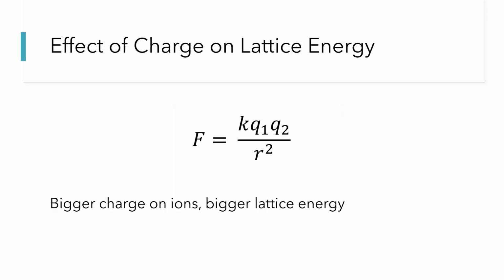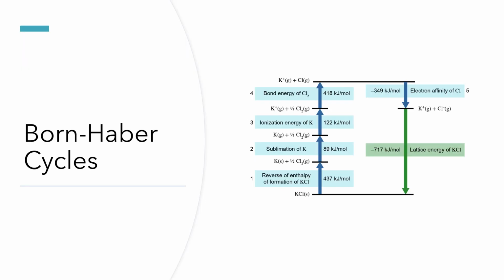If we look at the effect of charge on lattice energy, notice that charge is in the numerator of this equation, and so if the charges get bigger, then the lattice energy will get bigger as well. So if all other things are held pretty much constant, something that has a -2 charge will have a bigger lattice energy than something that has a -1 charge.